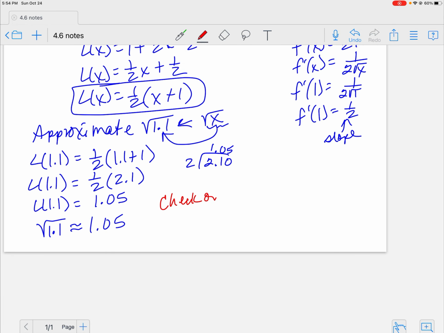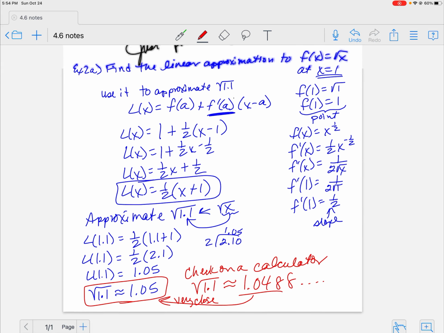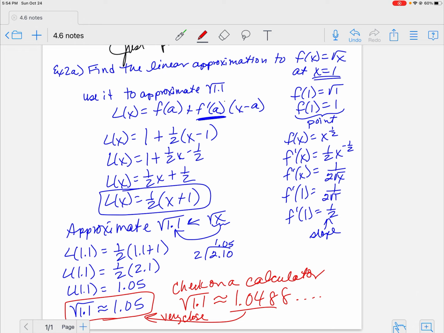Check on a calculator. What do you get? 1.0488, and so on and so forth, right? That is very close. Nice. It's very close. So our answer here of 1.05, this is just saying you can use a linear approximation, right? You can find something that is a linear approximation, and then you can check that out.